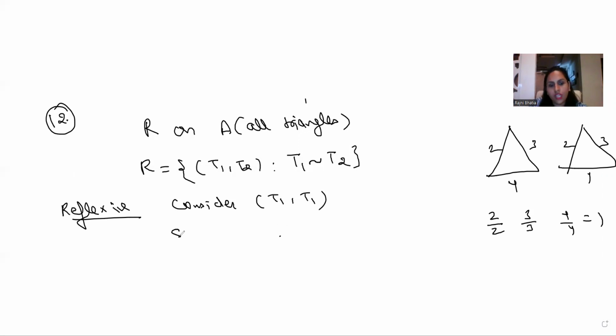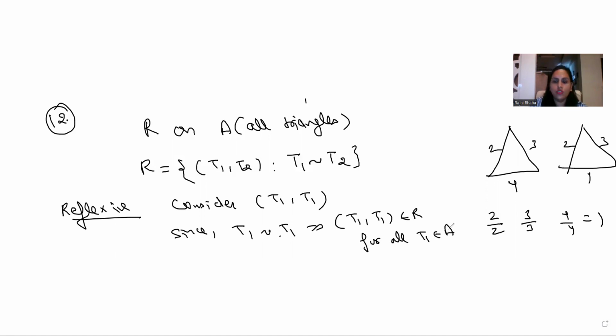We are just going to write, since T1 is similar to T1, this implies T1, T1 belongs to R for all T1 that belong to A. The reason is very simple. Two triangles are similar if their sides are proportional. So if we have the same triangle, then the ratio of their sides will be equal to 1. The sides are proportional, hence it is similar. Now for symmetric.